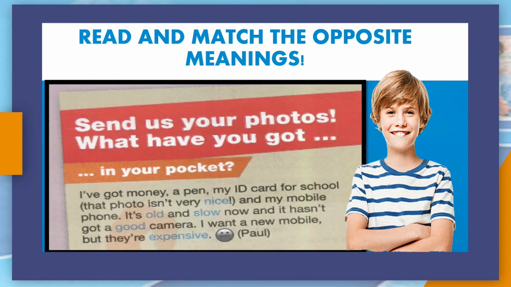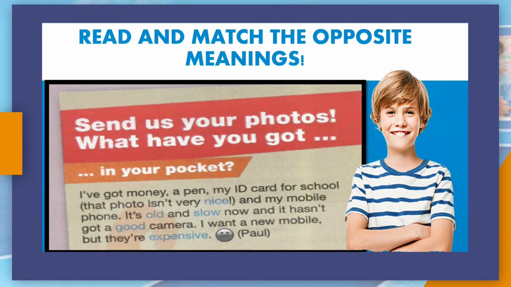Number 1, send us your photos. What have you got in your pocket? I've got money, a pen, my ID card for school, and my mobile phone. It's old and slow now, and it hasn't got a good camera. I want a new mobile, but they are expensive. Paul.